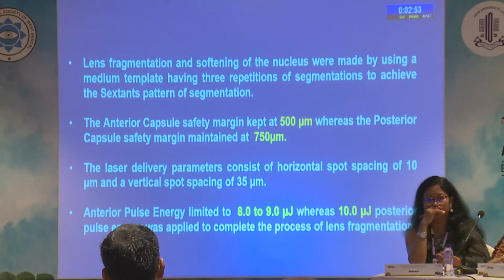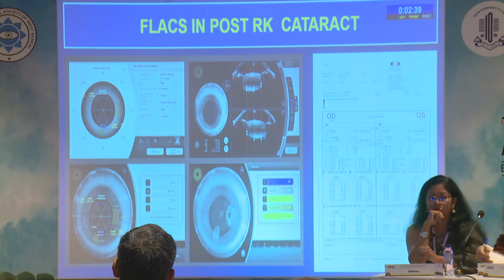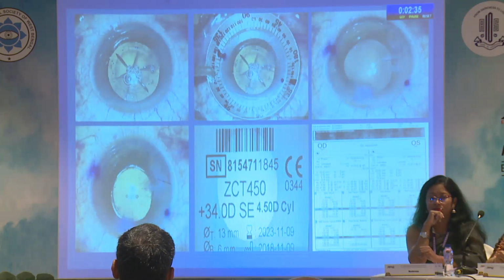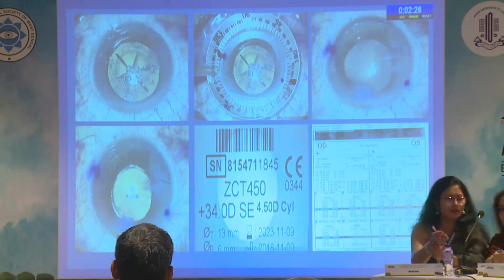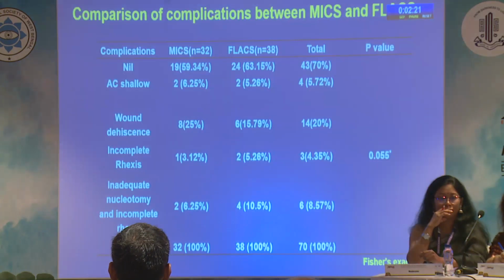The lens fragmentation and softening was carried out. Here again, the safety margin for the posterior capsule was raised to 750 microns as compared to the conventional setting of 500 microns. These are the FLACS machines showing the different surgical steps. Here you can see this case is a high myope who had undergone RK 30 years ago, and now she has come with such high hyperopic changes, plus 3.4 diopter with 4.5 diopter of cylinder.